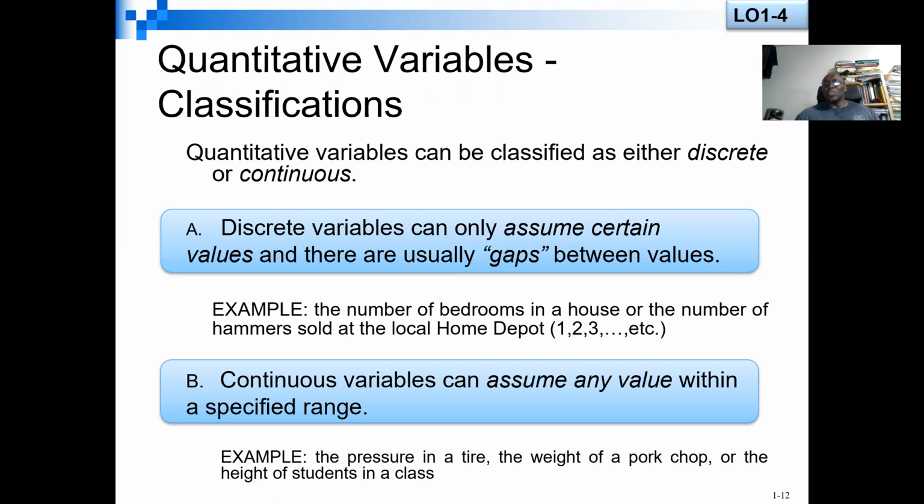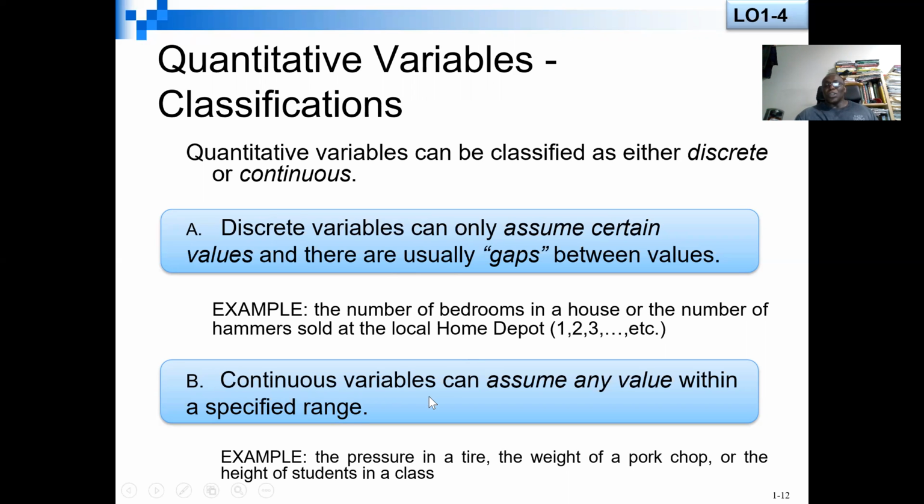the number of children I have cannot be 1.66667. The number of children has to be 1 or 2 or 3, because we count it. Another example here is the number of bedrooms in a house cannot be 1.2. It has to be either 2, 3, 4, etc.